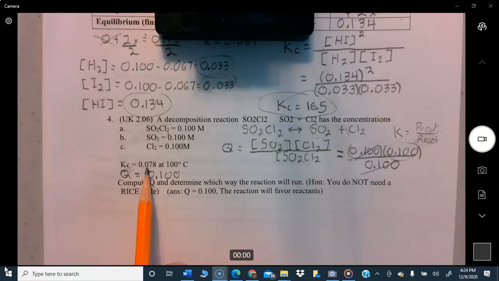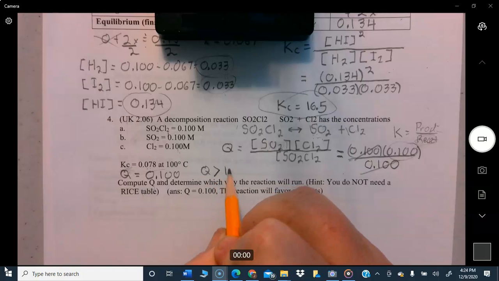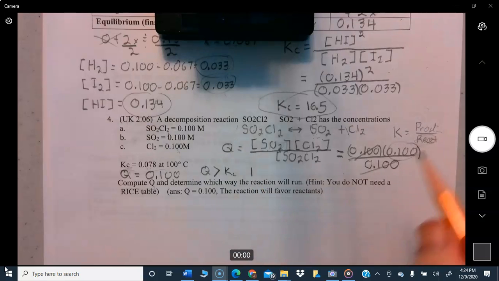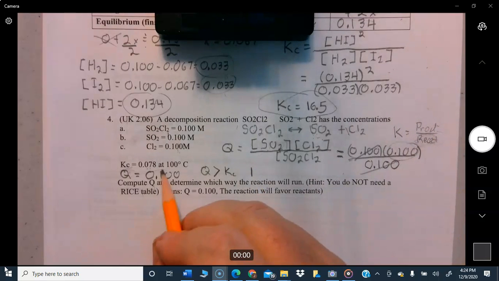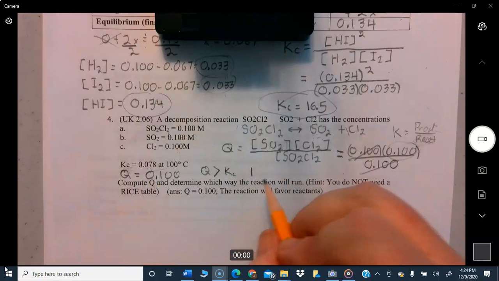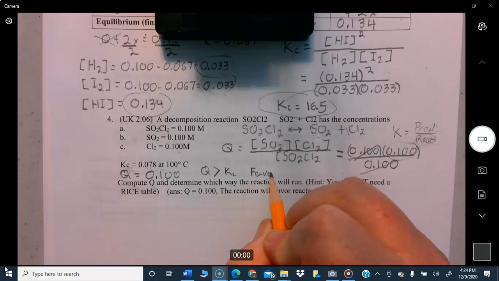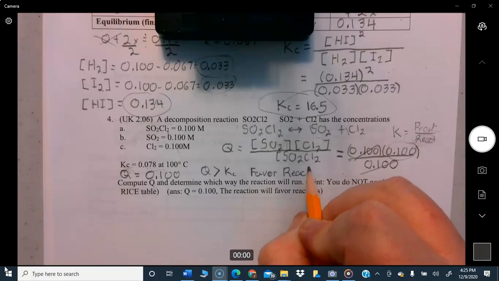So you can see that this number is greater than that number, because that has a 0 in the first position after the decimal, that has a 1. Q is greater than K, so write that out. Q is greater than Kc. It means there's too much product for the amount of reactant. That's why this number turned out to be bigger than this number. So that means it's going to favor reactants, meaning it's going to move backwards towards reactants. So learn that terminology, that expression.